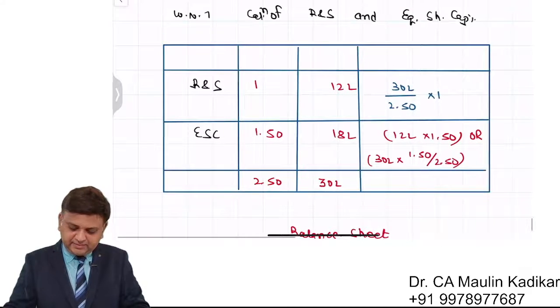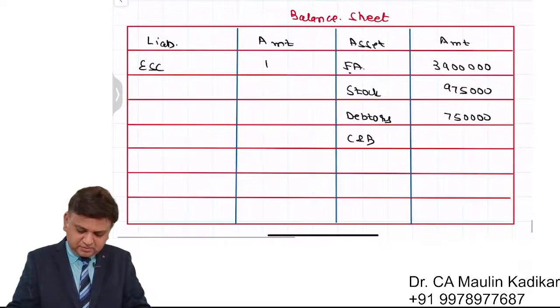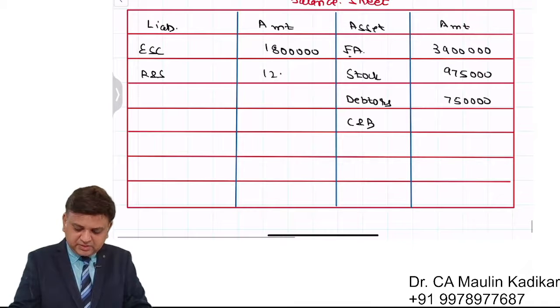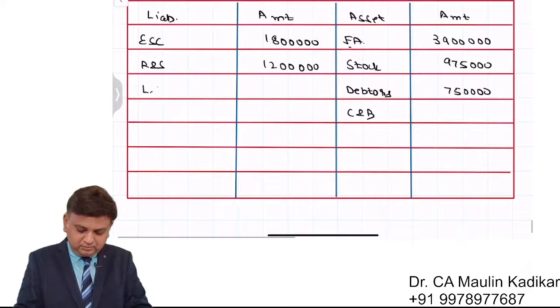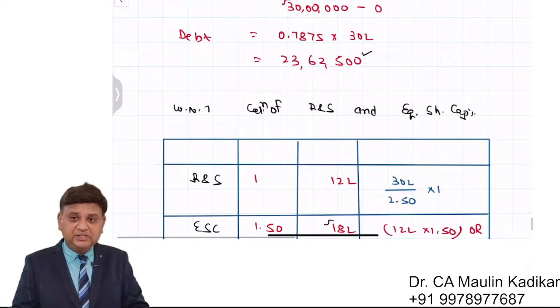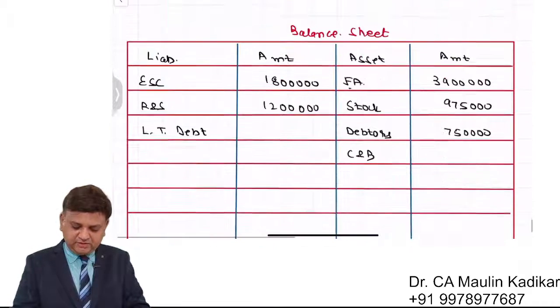Amount of equity share capital is 18 lakhs. Reserves and surplus is 12 lakhs. Next is long-term debt. Amount of the long-term debt is 23,62,500.